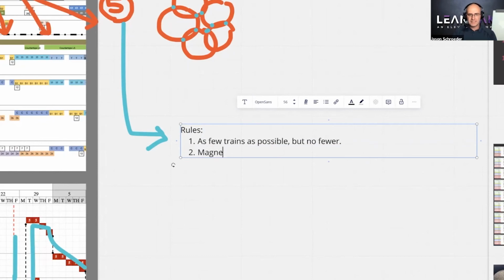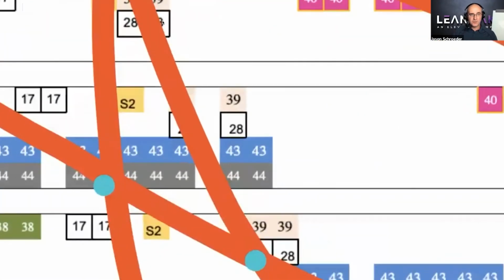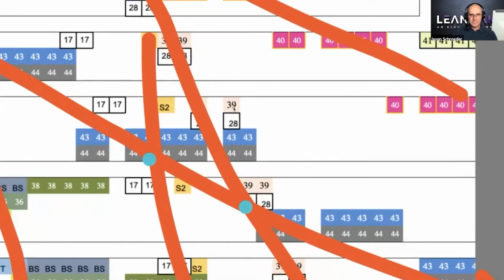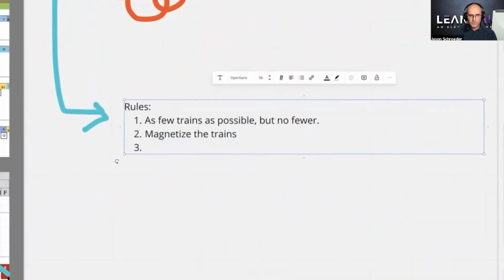You want to magnetize the trains, meaning that, if I look at this example right here, for instance, let's look at the 39. We want anything that's on the same rhythm, the 39 and the 28, we want to magnetize this and package those as much as we can together. Number 3, we want to pull the train lines together as much as possible.